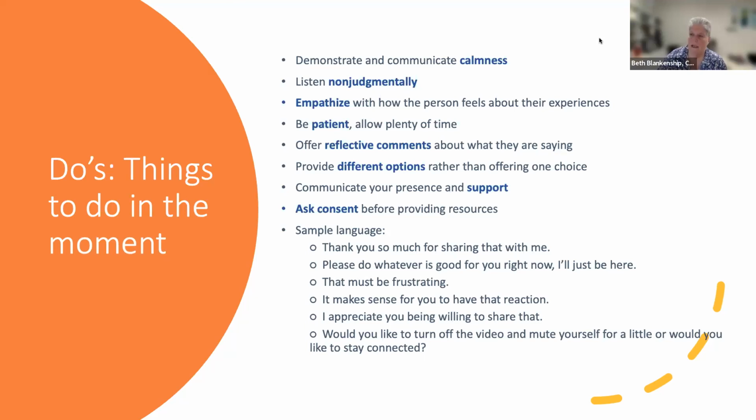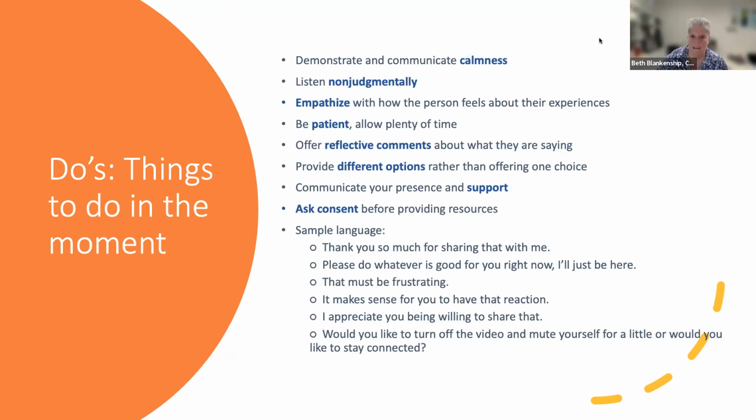Reflective comments and different options are both ways that you can respond when a student shares either a query with you, a problem they're having, they need some sort of accommodation or different option. Reflecting on what they're saying and sharing what you're hearing and clarifying it to make sure you understand what they want is all part of that kind of non-judgmental and empathetic response.